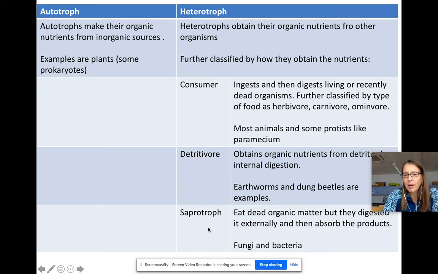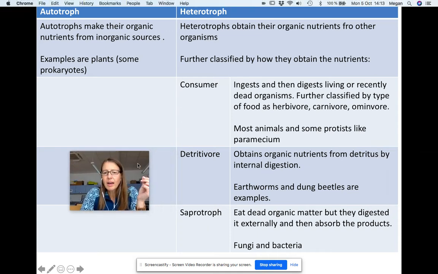The difference between the detritivore and the saprotroph is that the detritivore will get its nutrients by internal digestion, like the earthworm or millipede will put it inside their bodies and then digest it, whereas a saprotroph will excrete digestive juices externally and then absorb those products. You can see I've got some examples. For consumers, animals such as the gorilla you saw, or a dog or a human, we ingest food that's living or recently dead. For detritivores, we've got earthworms, dung beetles, millipedes, and saprotrophs are fungi and bacteria. One thing that you might be aware of is that consumers can be further classified as herbivores, carnivores, and omnivores. Herbivores are the plant eaters, carnivores eat meat, and omnivores eat both.